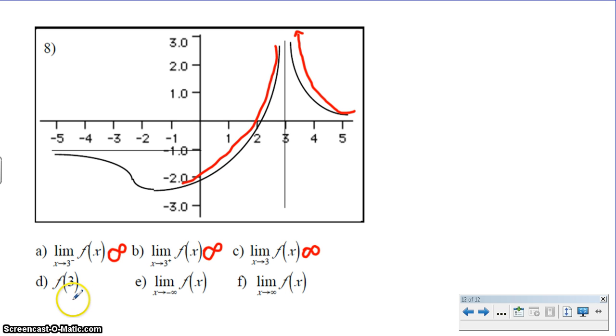Again, remember that f of 3 means, what is the value when x is 3, what is the value of the function. And in this particular case, the value of 3 is where our vertical asymptote is. So therefore, the value at 3 doesn't actually exist, but instead of writing does not exist, we're going to put that no solution symbol.